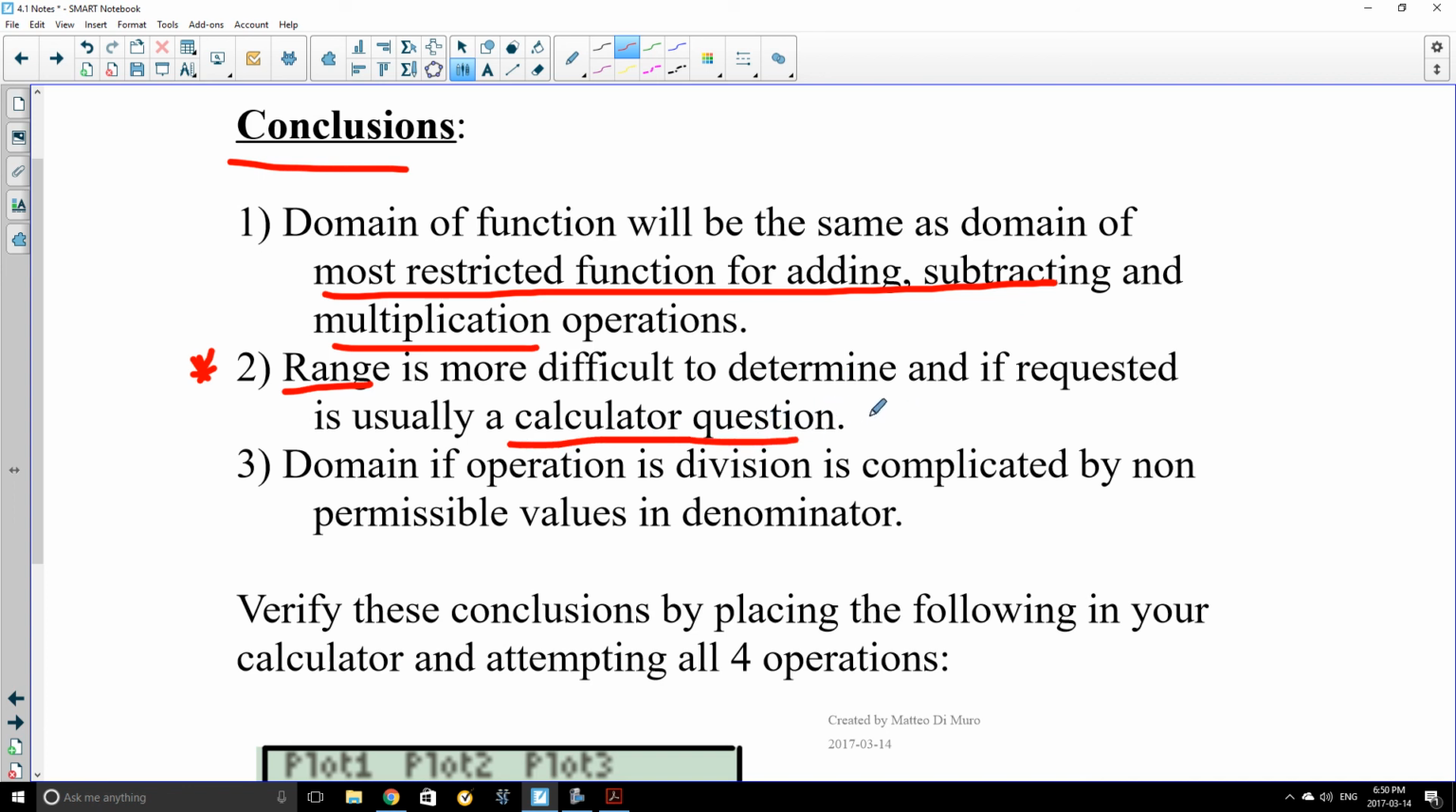Conclusion number three, the domain of, sorry for the typo, the domain of the operation of division is complicated by non-permissible values in the denominator. So if we're doing a division question, the domain can get complicated by whatever's in the denominator. So if you think back to the question that we did that had division, where did it go? This one here. So our domain got restricted by that non-permissible value, and the range even more complicated.